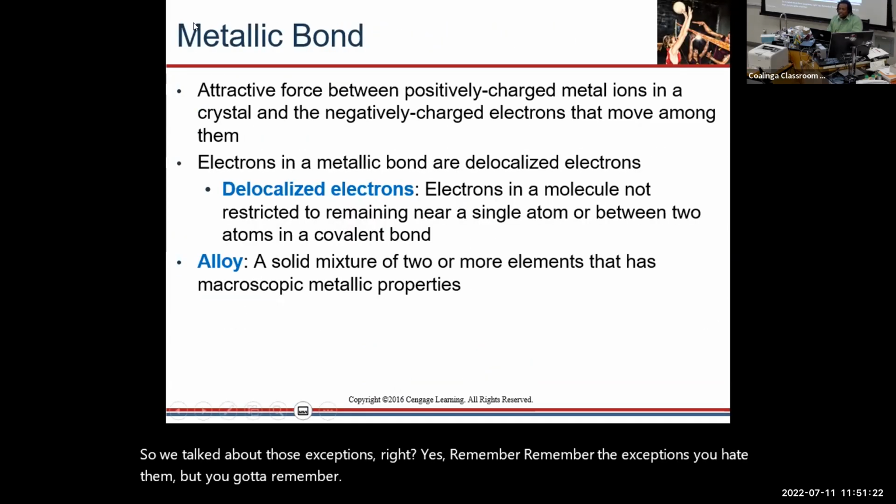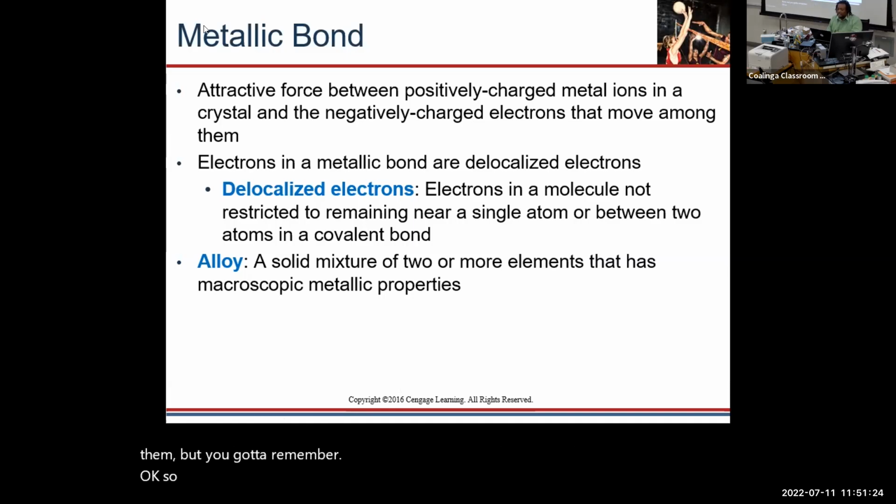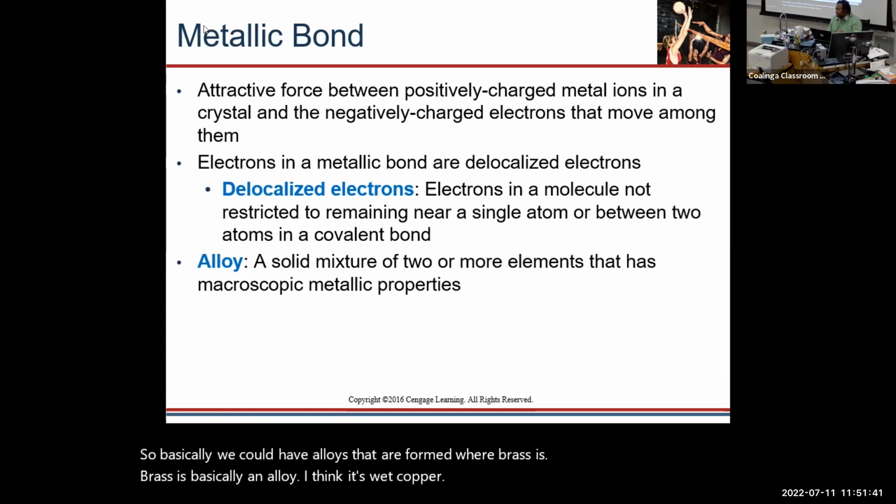Okay, so the next thing that I want to talk about is metallic bonds. Metallic bonds are bonds between metals. So basically, we can have alloys that are formed. You guys know what brass is? Brass is basically an alloy. I think it's like copper, zinc, and something else. Okay?